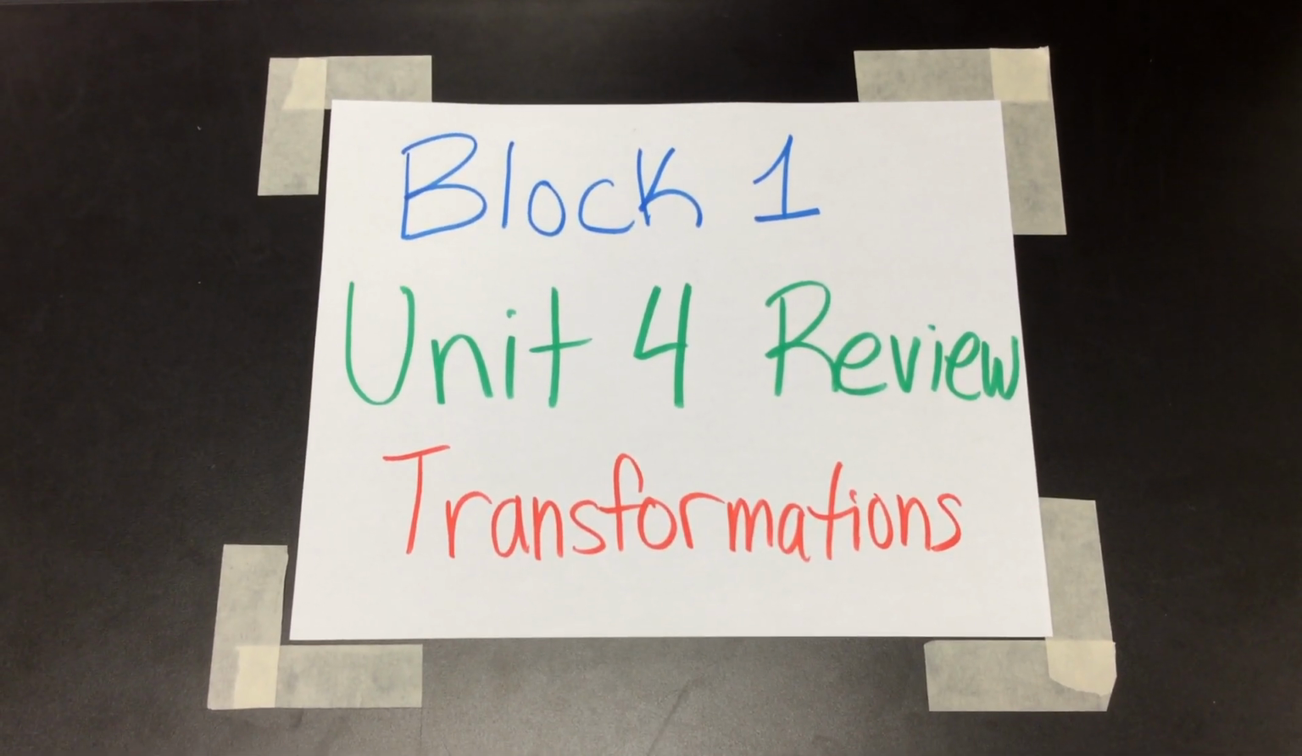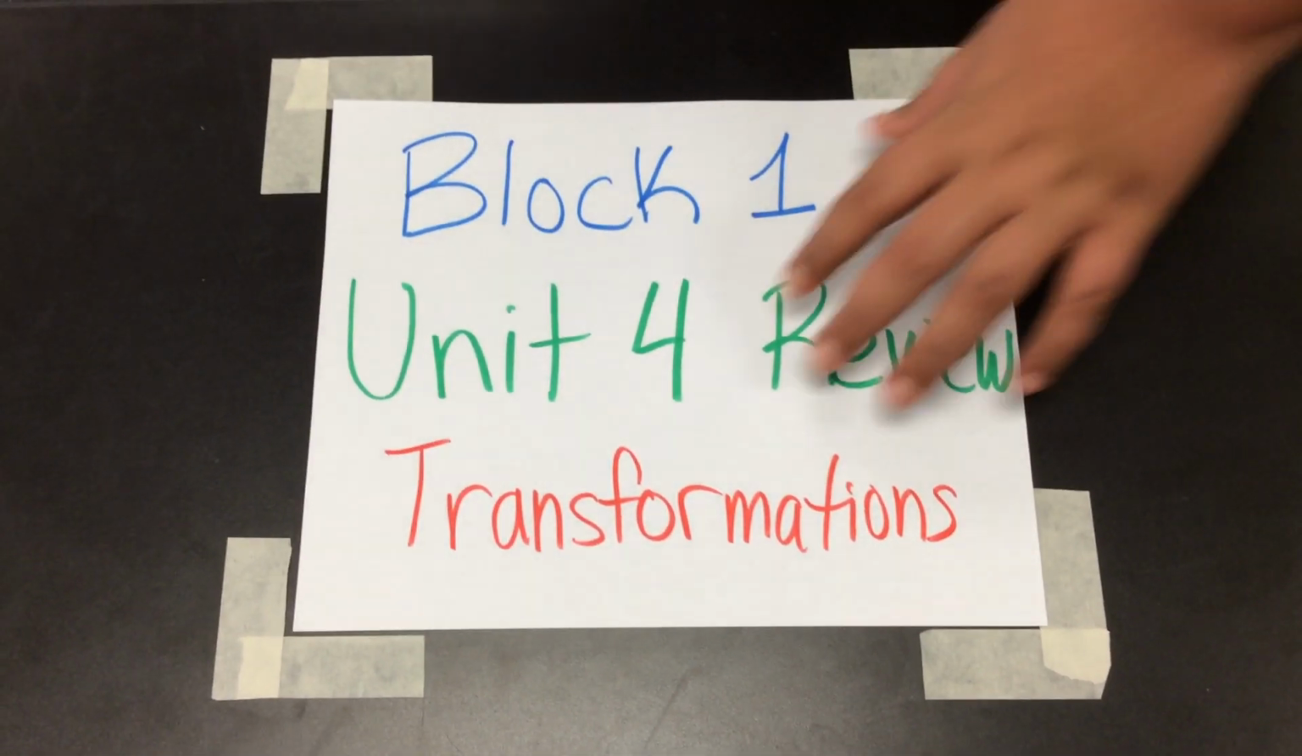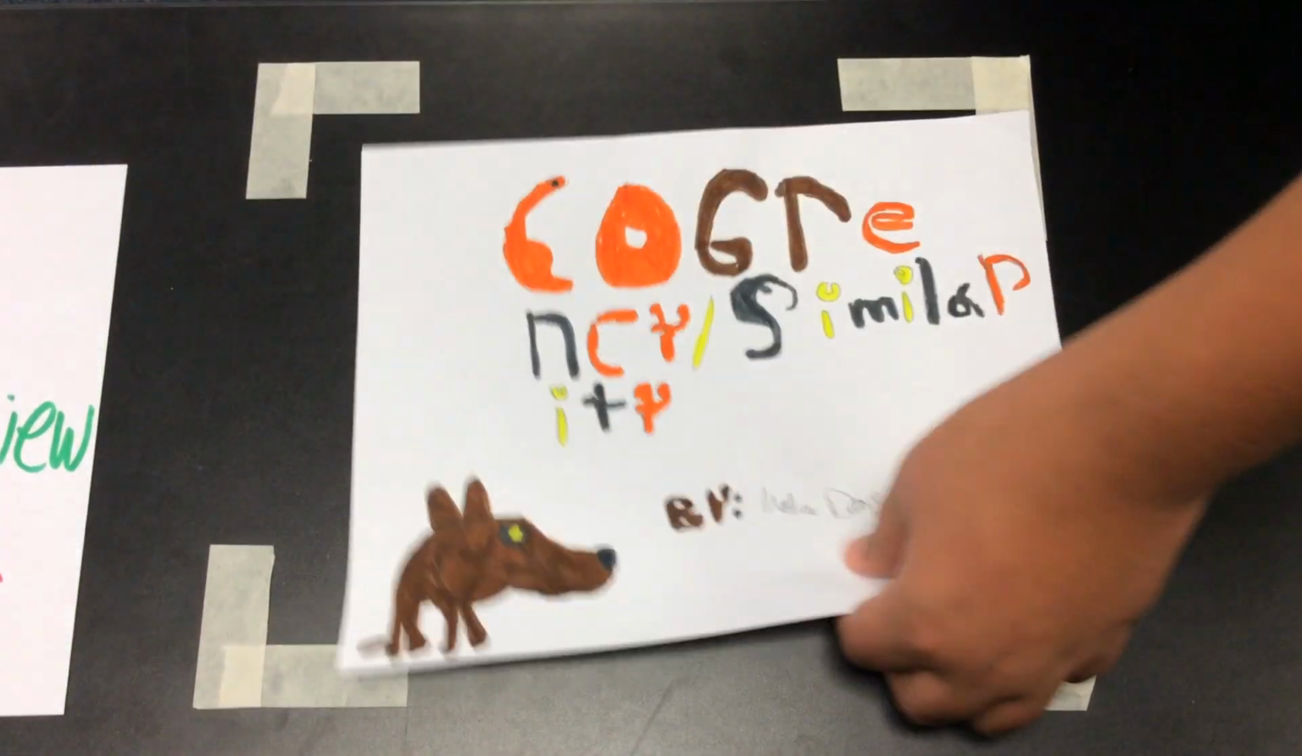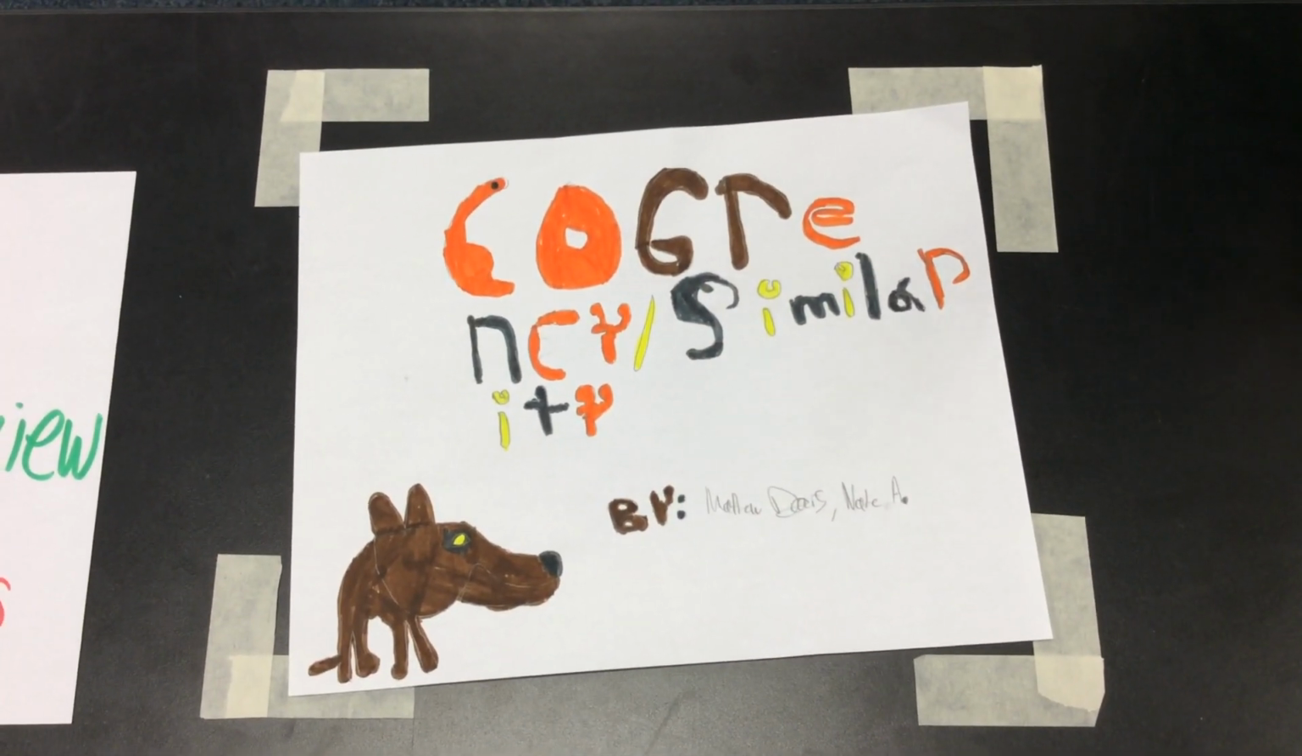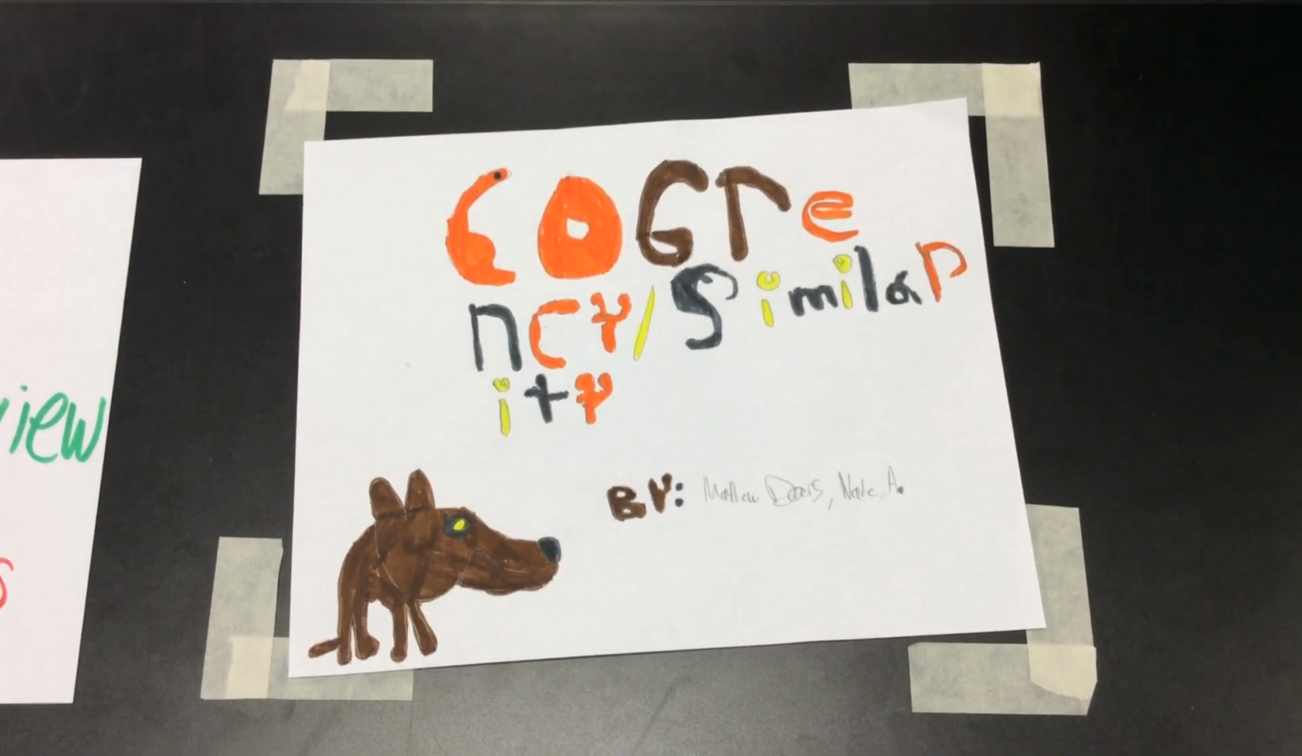Block 1, Unit 4 review, transformations. Congruency and similarity by Matthew Davis and the Arians.